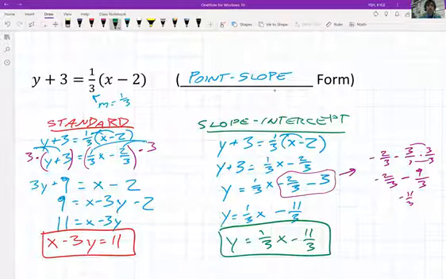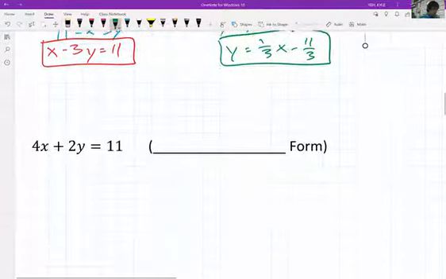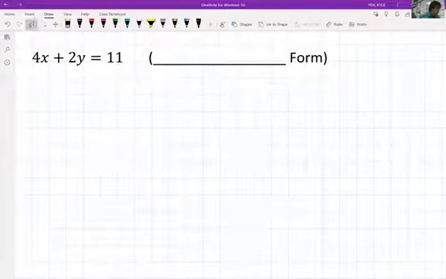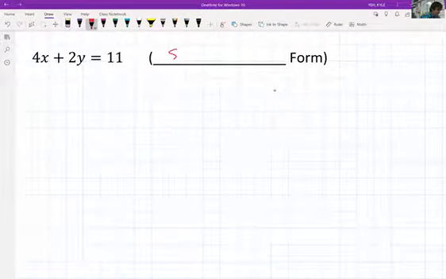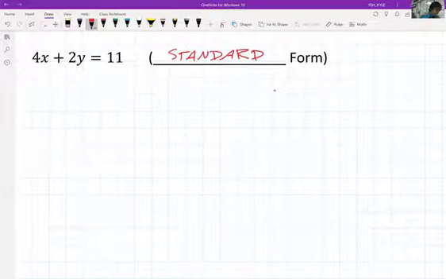So just by getting y alone and simplifying everything else on the other side of the equation, we can go from point slope to slope-intercept. So we've seen slope-intercept to the other two forms. We've seen point slope to the other two forms, which means you can probably guess what's coming. What about if we start in standard form, ax plus by equals c, 4x plus 2y equals 11, and want to go to the other two forms.